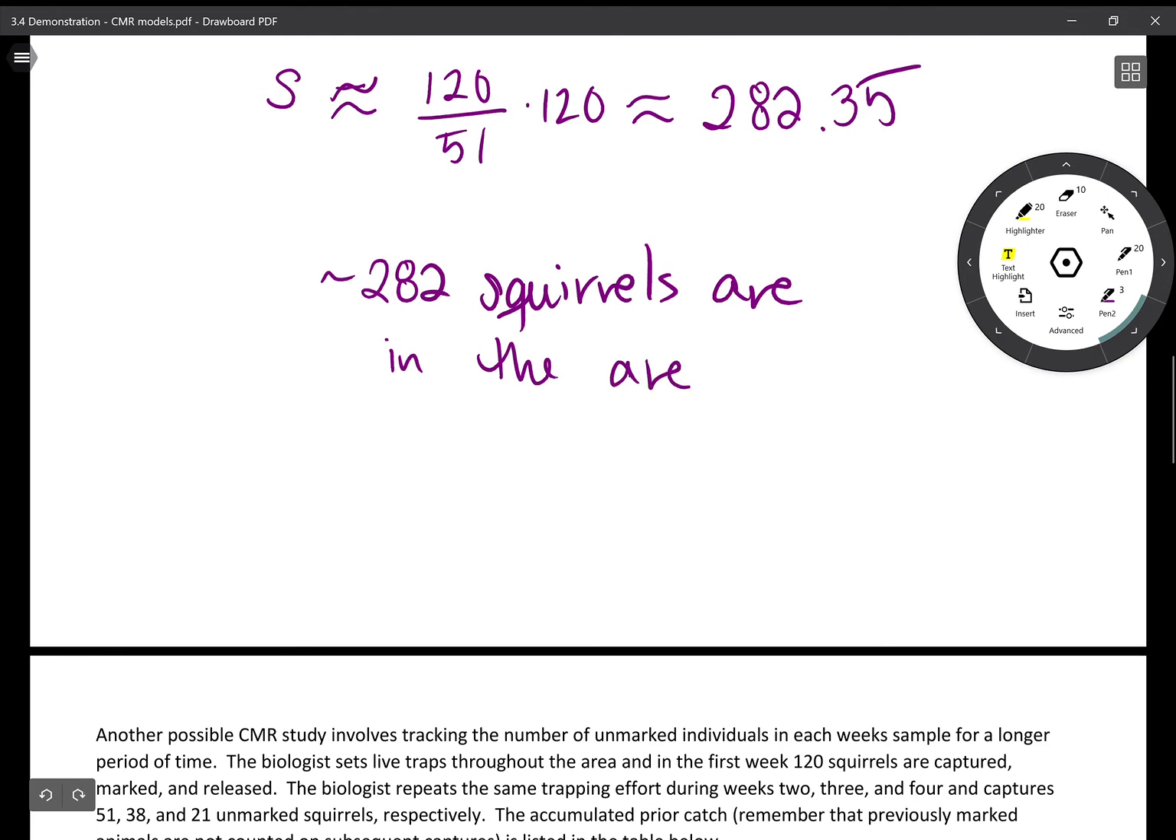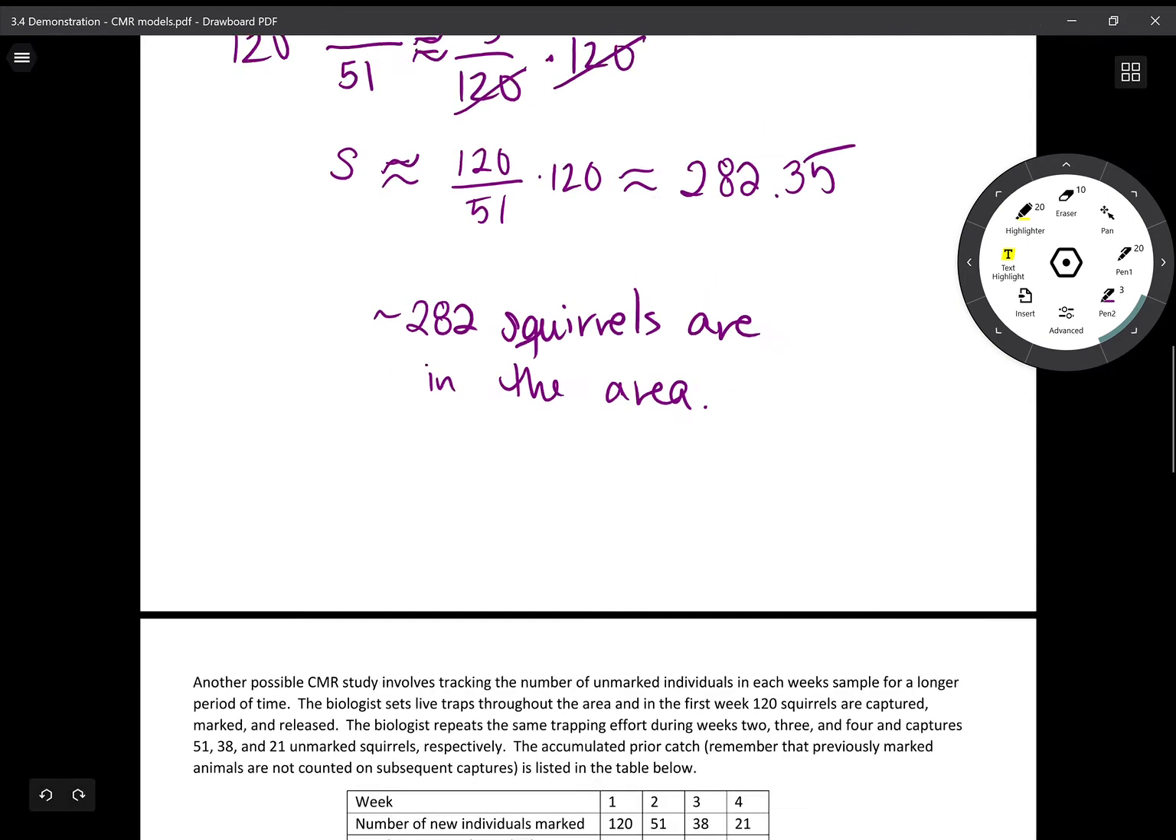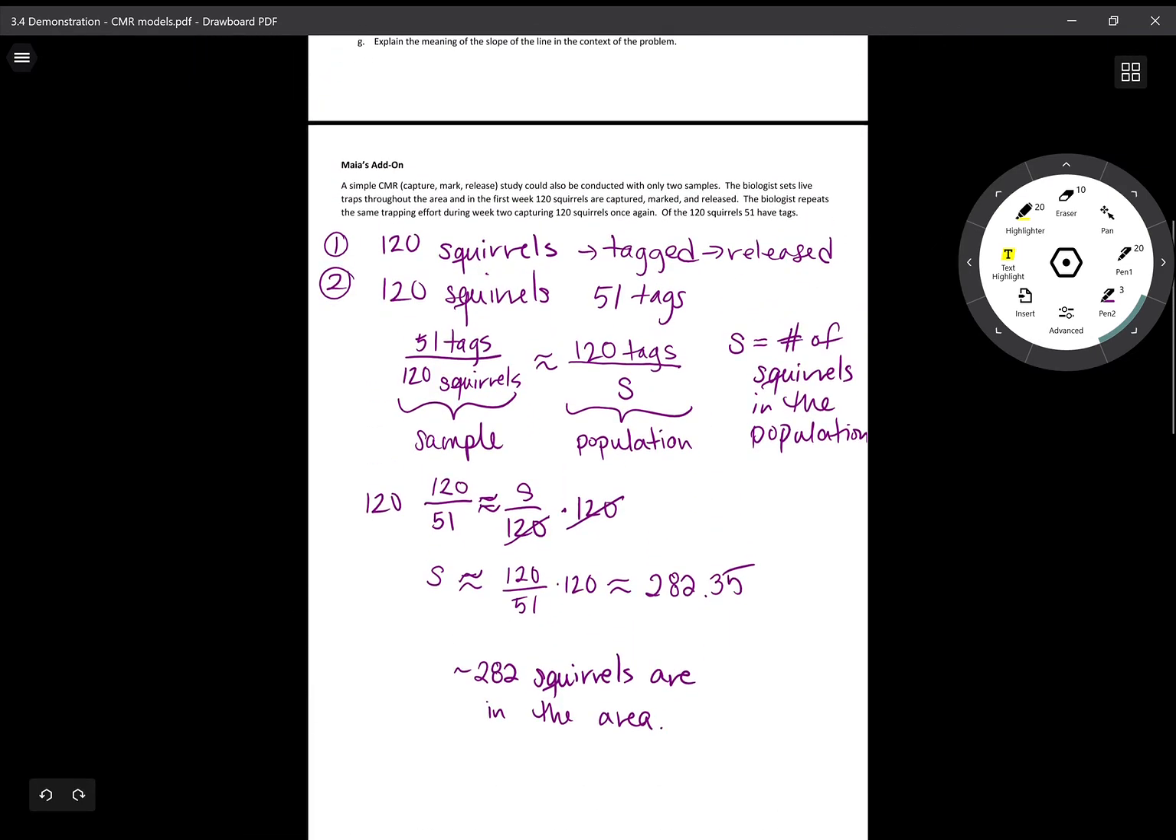Okay, so we didn't use a graph here, which a lot of our review is on graphing, but this is another really nice type of application. Ratio and proportion make some really nice, fairly simple equations.